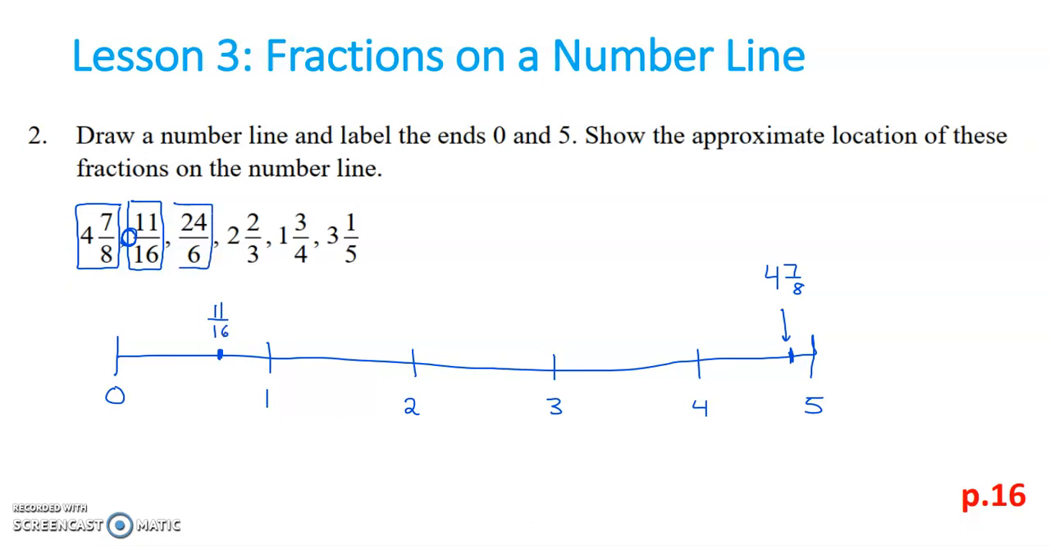24 over 6 is an improper fraction. What you may want to do to make it easier is to change 24 over 6 to a mixed number. In this case, it's actually going to change to a whole number. 24 divided by 6, or 6 into 24, goes 4 times with nothing remaining. So 24/6 is exactly at 4.